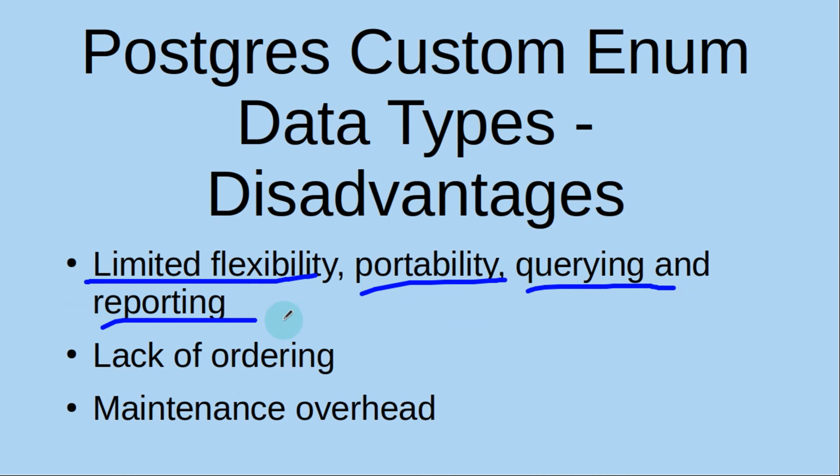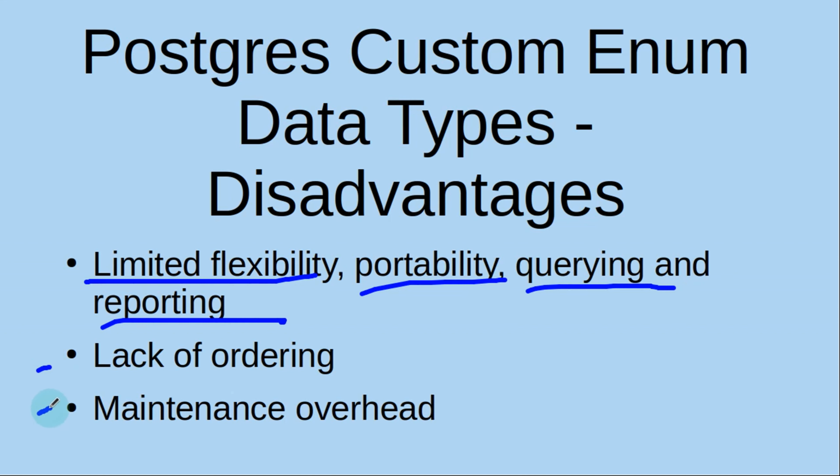Querying and reporting. This might make it a challenge when you're using them with reporting systems as well. Ordering: they do not have any order, so that's another consideration to keep in mind. And maintenance overhead. In some cases they may introduce additional overhead if there are frequent changes to the set of allowed values. You might have to update application code and database schema.